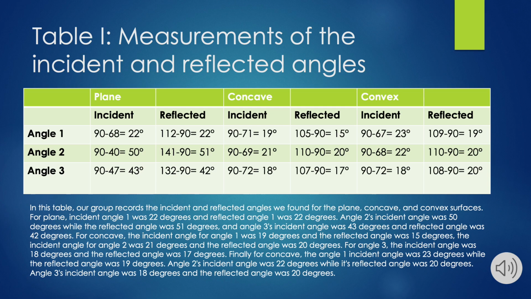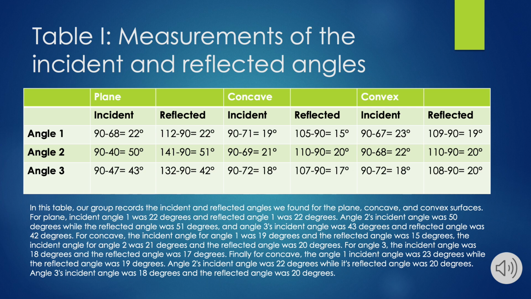Table 1. Measurements of the incident and reflected angles. In this table, our group records the incident and reflected angles we found for the plane, concave, and convex surfaces. For plane 1, incident angle 1 was 22 degrees and reflected angle 1 was 22 degrees. Angle 2's incident angle was 50 degrees while the reflected angle was 51 degrees, and angle 3's incident angle was 43 degrees and reflected angle was 42 degrees.